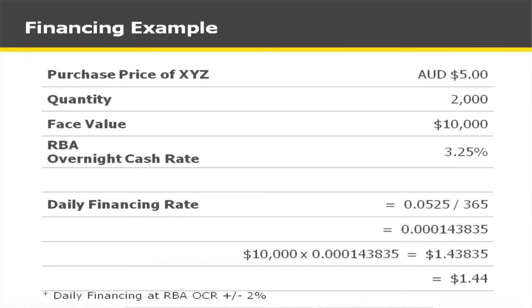Now, this works out to be the RBA overnight cash rate plus or minus 2%. So if you have a long position, you'll be charged the RBA rate plus 2%. If you go short, you will actually earn a financing benefit, which is the RBA rate minus 2%. Okay. Of course, you don't have that if you're trading physical shares, but you do with CFDs.